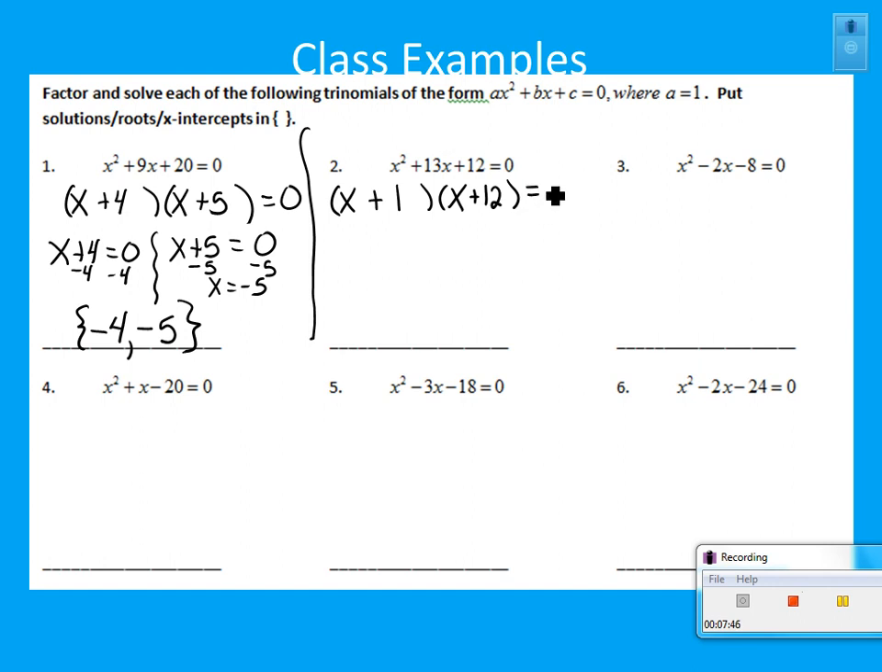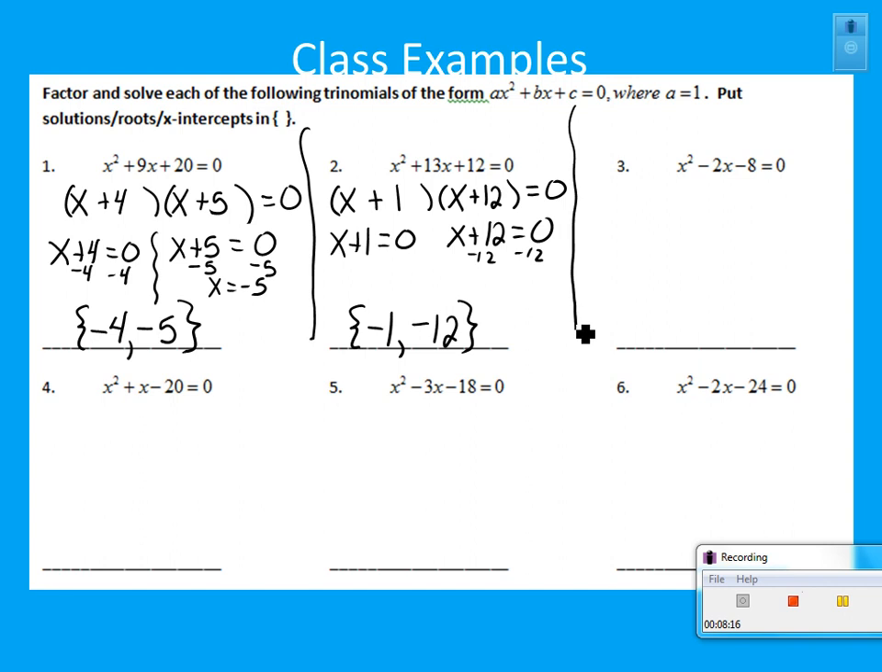Now what I need to do, set that equal to 0. To solve this, I need to set each parenthesis equal to 0. So on this one, I'm going to minus 1 from both sides. So one answer is negative 1. On this one, I'll have to minus 12 from both sides. So my other answer is negative 12. What we're doing here, guys, this is a shortcut so we don't have to graph this.